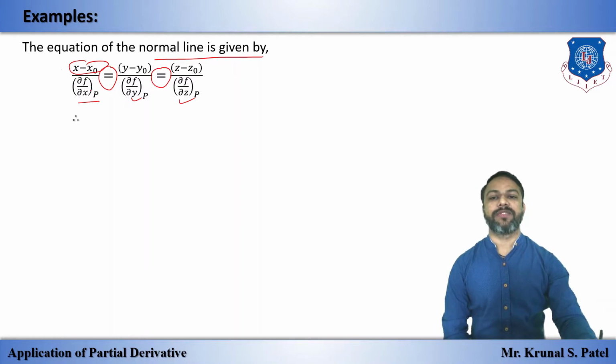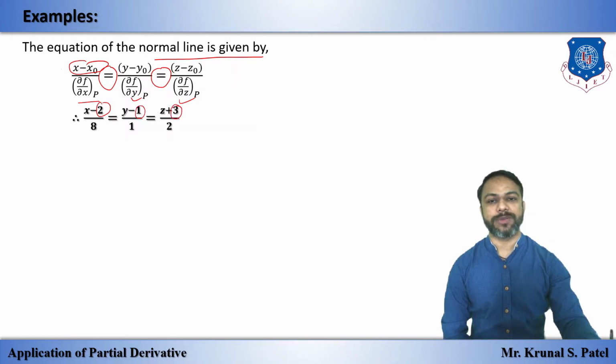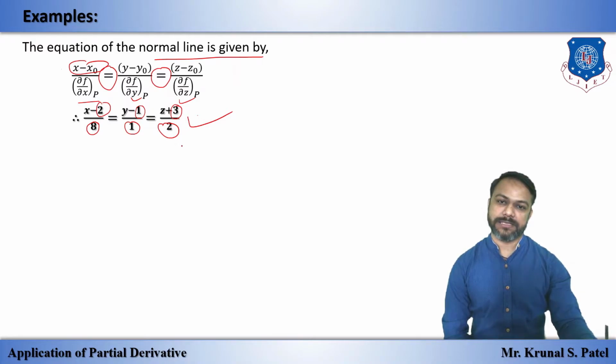Now we have to just put the value of x0, y0 and z0. Z0 is minus 3, so this minus becomes plus, and the derivatives are 8, 1 and 2. This is our final answer, that means the equation of normal line.